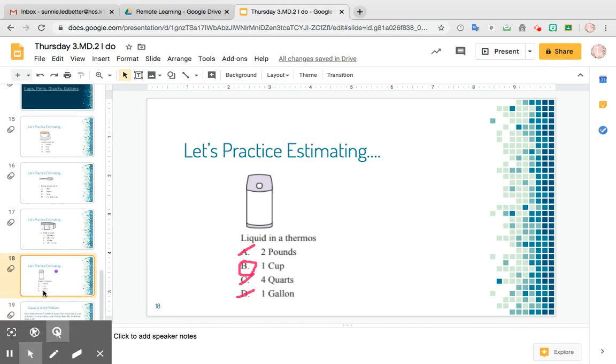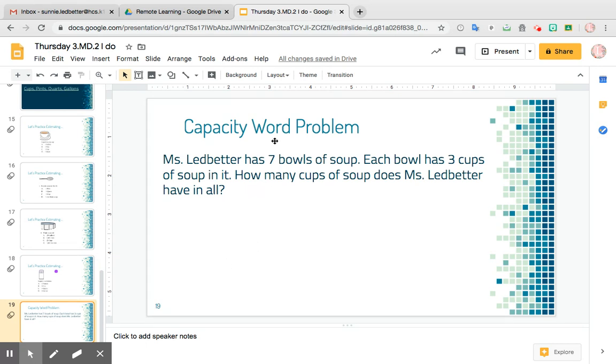All right, let's take a look. All right, 19, slide 19. Oh, it's a word problem. So let's take a look. It says capacity word problem. Miss Ledbetter has 7 bowls of soup. Each bowl has 3 cups of soup in it. How many cups of soup does Miss Ledbetter have in all?